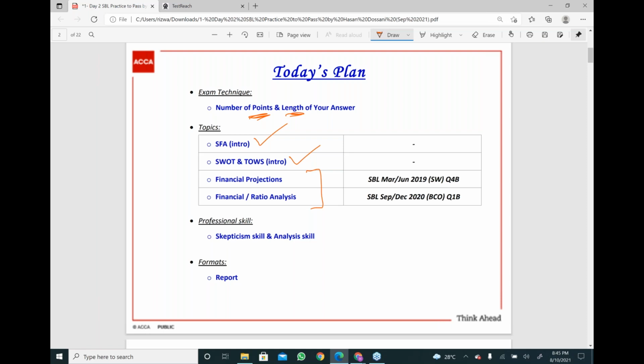In that, we will be talking about financial projections, and the next topic would be financial ratio and analysis. Today I really want to polish you guys from a CFO point of view, how a CFO presents numbers to the board. And on professional skills, we'll talk about 2 skills: one is skepticism skill and the other one is analysis skill. And on format, we will talk about report format.